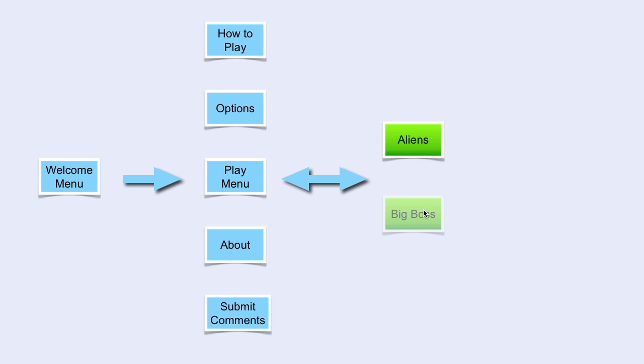The big boss is not yet implemented, so we will just make stub code for it. Once it has been created, we will use the same transition method for it as we have for the aliens. Let's now go to Xcode and write the code.